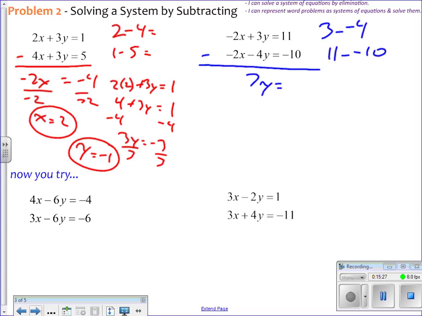21. Watch your negatives. And notice what I'm doing. I'm writing off to the side. Feel free to do that. If I do it, it's something you can do. You don't have to, but you might want to do it to make sure you don't screw up. So I get 21. Divide by 7, and I get y equals 3.